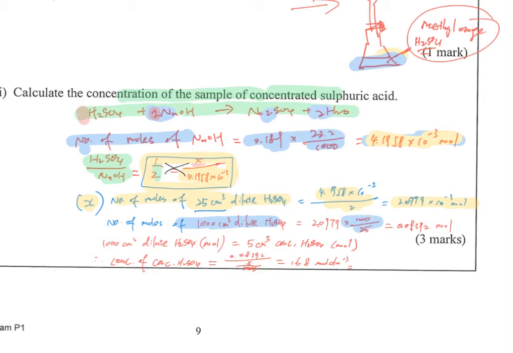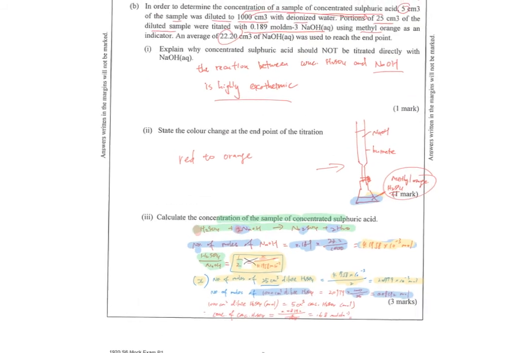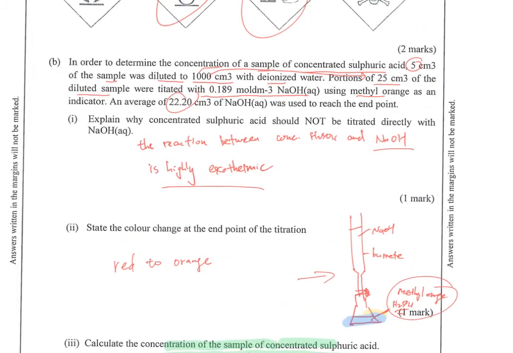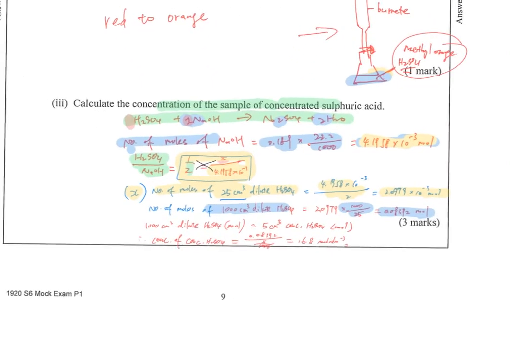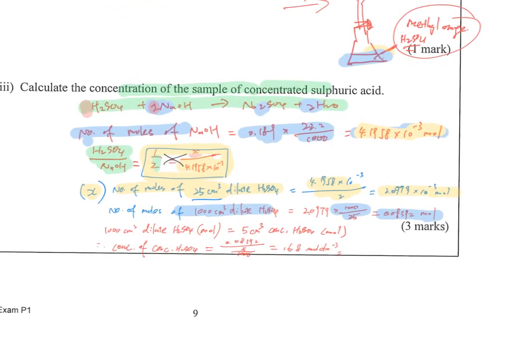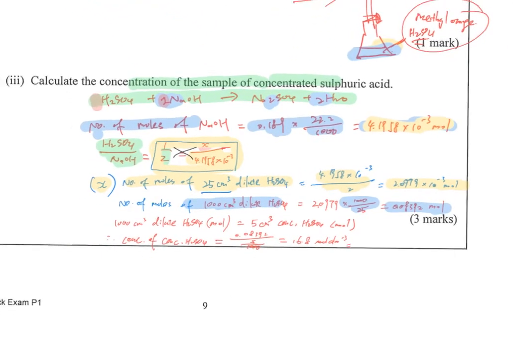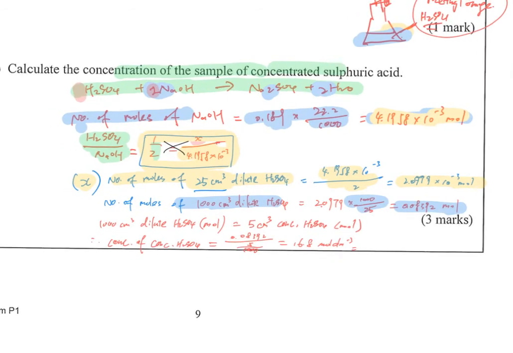So times 1000 divided by 25, so that you get this number of moles. Then we know the first sentence here: this concentrated sulfuric acid, 5 cm cube, was diluted to 1000 cm cube with deionized water. That means that the number of moles of sulfuric acid didn't change, no matter how much deionized water you add. So the number of moles won't change.